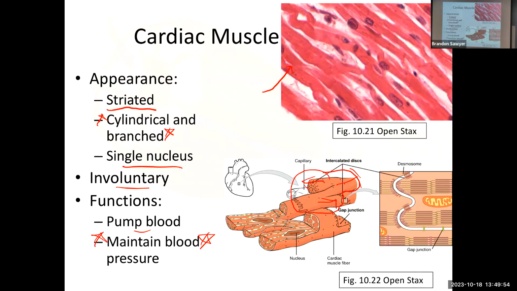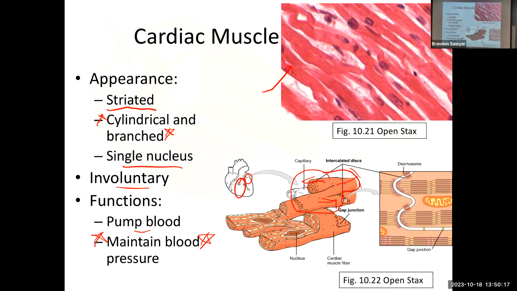Questions on either of these so far? Go ahead, Wesley. Is this like the blood vessels, or is cardiac muscle the heart itself? Yeah, this is actually the cells of the ventricles and the atria. They're made up of cardiac muscle cells. Thanks for clarifying that.